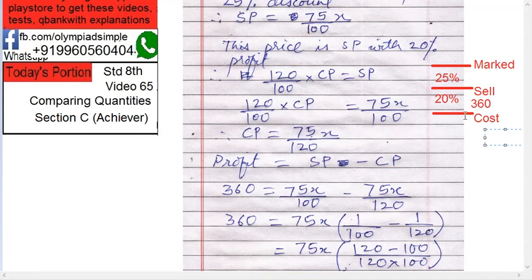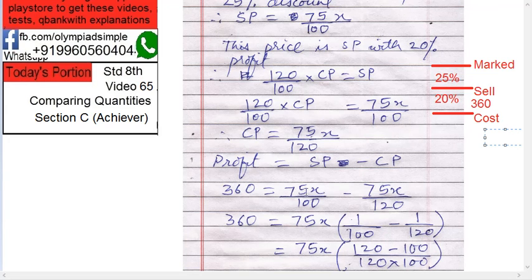Okay. But what is the amount of profit which he has earned? 360. So what is profit? Profit equals selling price minus cost price, SP minus CP. Now you know both the prices in terms of x. So what is that? This is 75x upon 100 minus 75x upon 120. This is the cost price, right? That is equal to profit, but profit is 360.